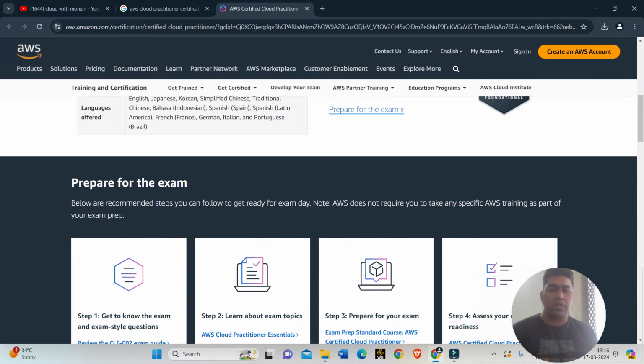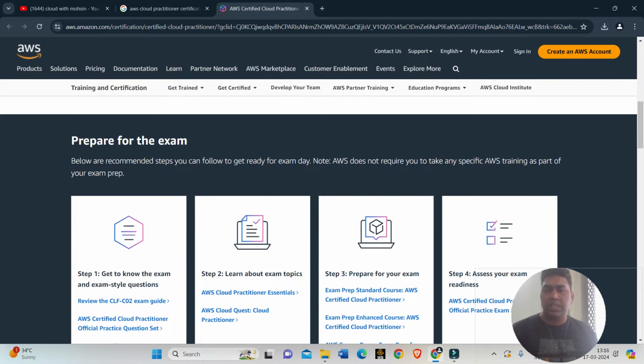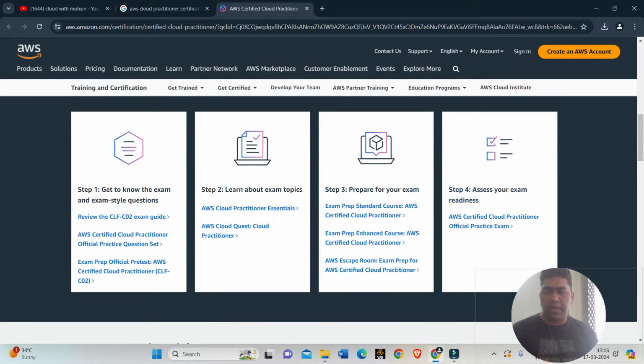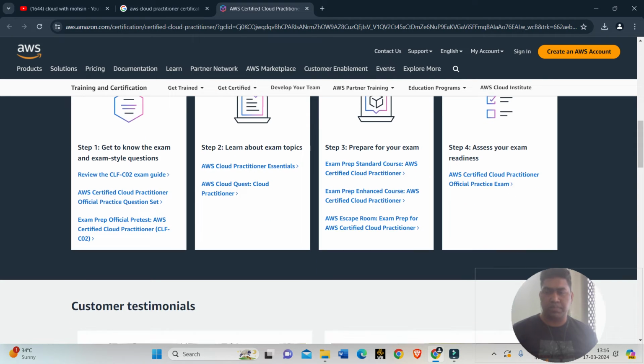Now if you scroll down on this page, this is Prepare for the exam. There are some guidelines given. There are four steps, as you can see. The first step is get to know the exam and exam style questions. The second step is learn about exam topics. Third is how you will prepare for your exam, and fourth is assess your exam readiness. Okay, so these are the four steps.